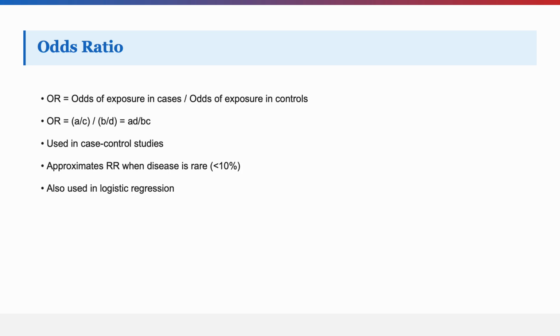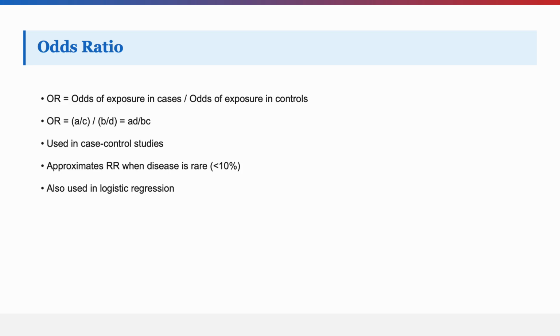Instead, we calculate odds. The odds ratio is the odds of exposure among cases divided by the odds of exposure among controls. In our 2x2 table, that's A/C divided by B/D, which simplifies to AD/BC, the cross-product ratio. Here's the key insight. When the disease is rare, typically less than 10% prevalence, the odds ratio approximates the relative risk. This is called the rare disease assumption. So even though we can't calculate RR directly from case control data, the OR gives us a good estimate.